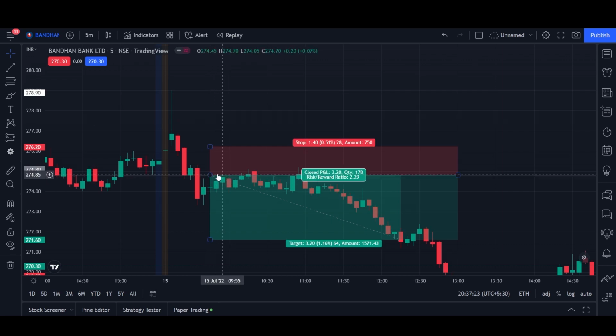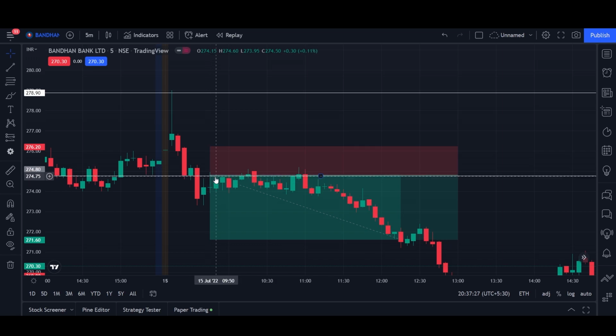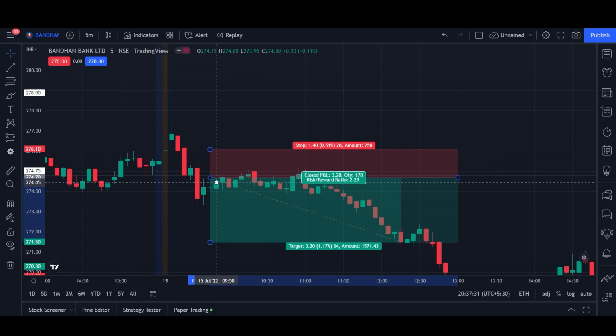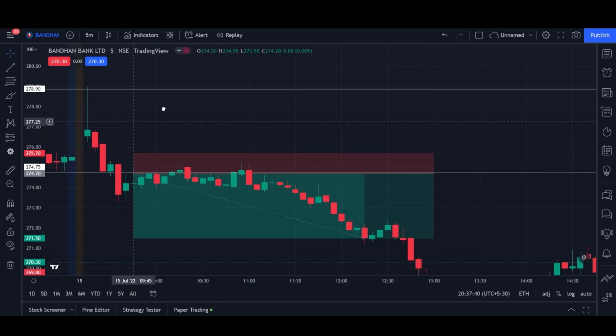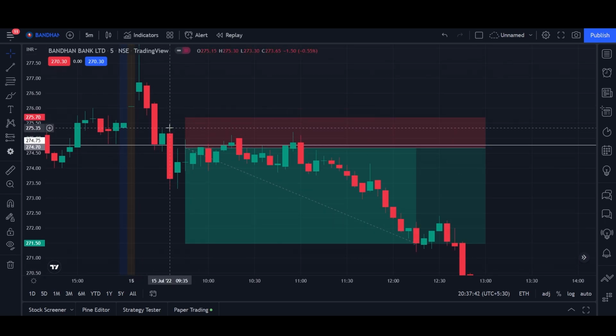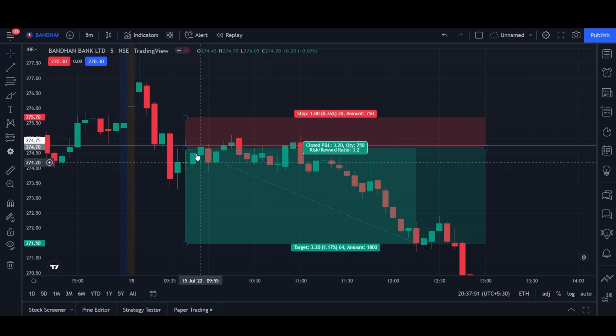I took my position at around 9:45 to 9:50, and this is where I entered, at around 274.60. I kept my stop loss over here because this is one of the resistance zones. The market is facing resistance here, and if it breaks above this, it can give a very big breakout. So this is where I had kept my stop loss.